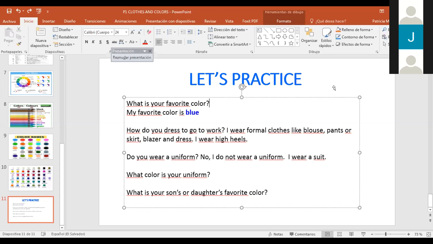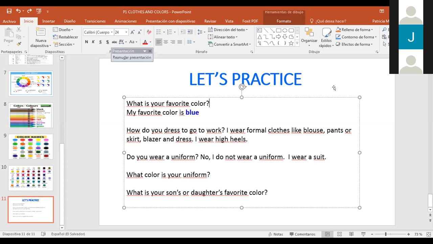What is your son's or daughter's favorite color? I don't have a son, daughter, or only daughter. Okay, I don't have a daughter, ¿verdad? Or I don't have children también. Si no tienen en general niños o niñas, I don't have children. Okay, excellent. Thank you very much.